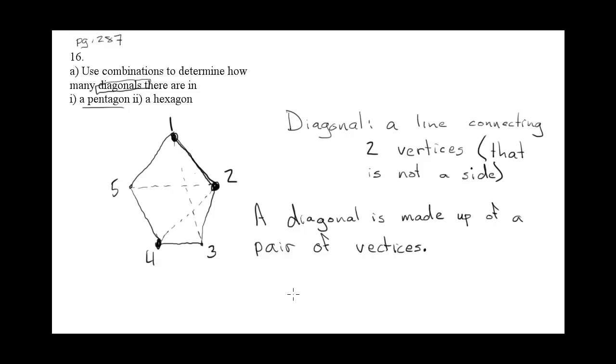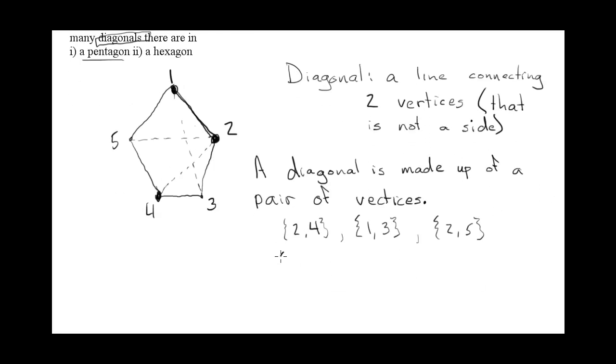So notice if I pair 2 and 4, that creates this diagonal. If I pair 1 and 3, that creates a diagonal. If I pair 2 and 5, that creates a diagonal. So these are 3 pairs I've drawn. Now there's a few others you could get too. So I have a set of 5 vertices, and if I take them in pairs, I create diagonals.